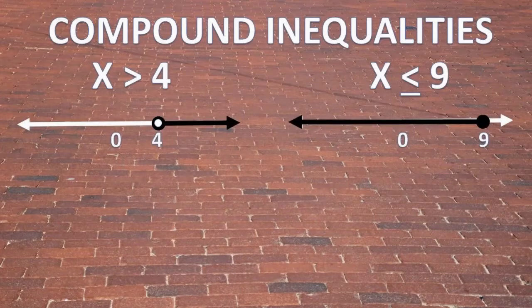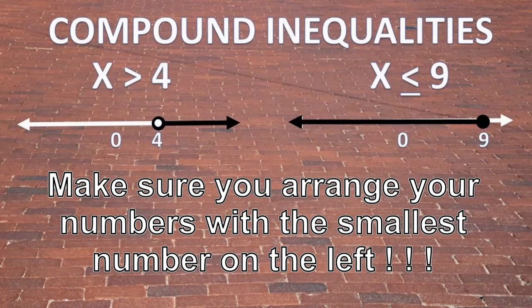Before we begin, let's graph each inequality. The x greater than 4 would have an open dot over the 4 with the shaded arrow going to the right, shading in all values greater than 4. The x less than or equal to 9 would have a closed dot over the 9 with the shaded arrow going to the left, shading in all quantities smaller than or less than 9.